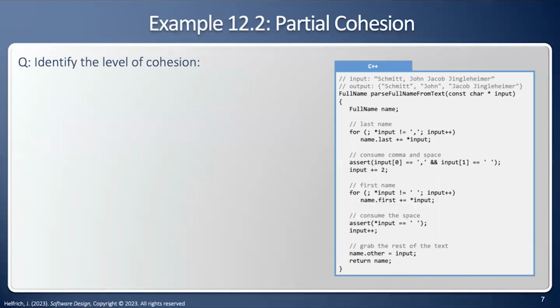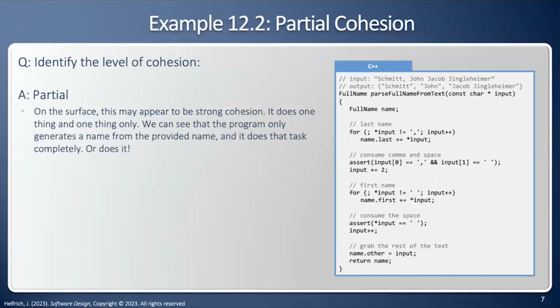So let's take a look at a more difficult problem. Here we have a function in C++ called parse full name from text. On the surface, it looks like it does one thing completely. I'm going to take the input with Schmidt, John Jacob Jingleheimer, and turn it into a collection of strings, Schmidt, John Jacob Jingleheimer. But as we look at it more carefully, we realize that we're making certain assumptions.